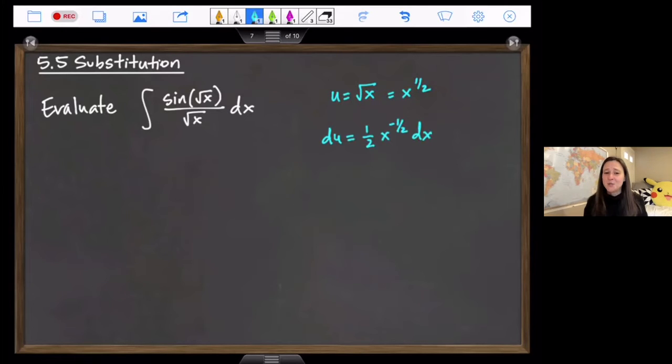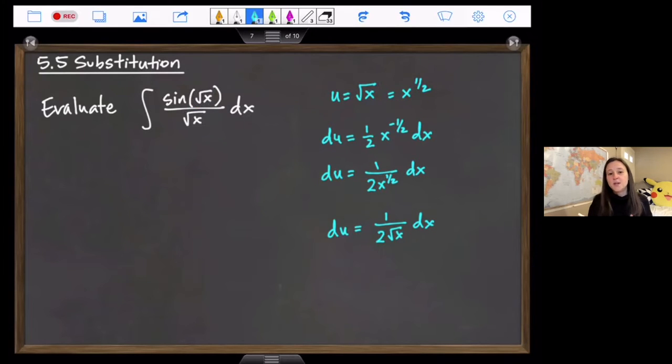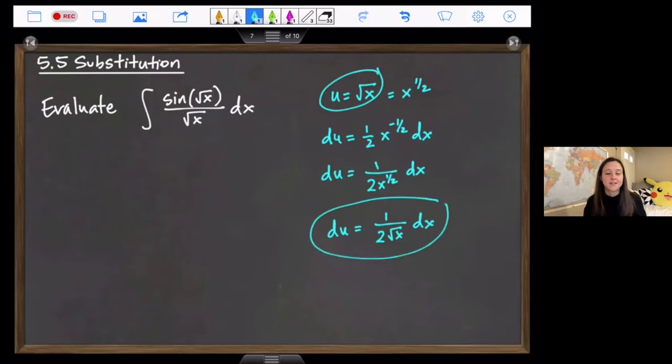So I'm looking at that du. I know I've got to find that du somewhere in my integral if I'm going to do this by substitution. I don't see x to the negative 1/2 anywhere in my integral, so I'm going to rewrite that with a positive exponent and maybe turn it back into a root and see if I can find it in the integral. So let's rewrite our du. I'm going to put that x to the 1/2 down in the bottom with the 2, and then rewrite it as a square root. So my du is equal to 1/2 root x dx. So we're going to rewrite this integral in terms of u and du using u equals root x and du equals 1/2 root x dx.